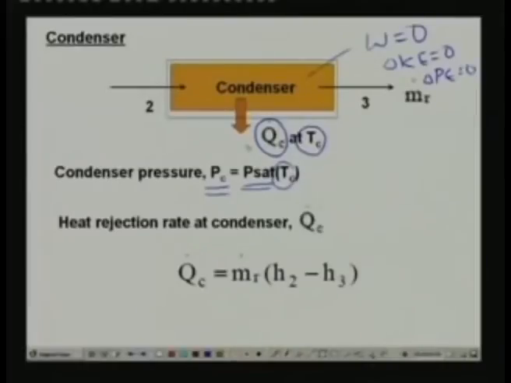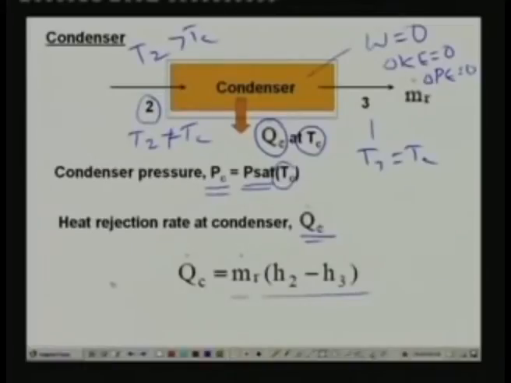One thing you must keep in mind is that temperature T2 is not equal to Tc, whereas temperature T3 is equal to Tc. This temperature T2 is always greater than Tc because of the de-superheating in the initial portion. So you can find out the condenser pressure if you know the saturation pressure temperature characteristics, and the heat rejection rate Q dot C can be obtained by this equation, from the steady flow energy equation. Q dot C is nothing but m dot R into H2 minus H3.